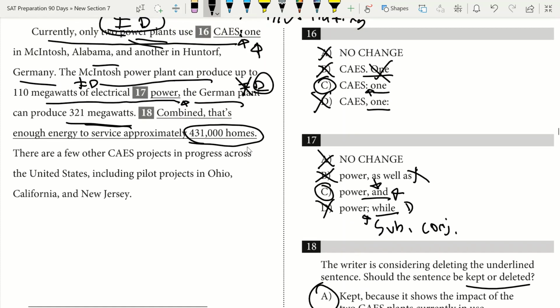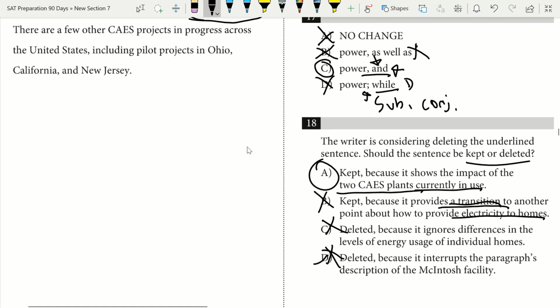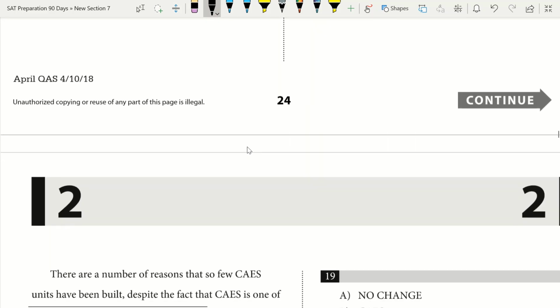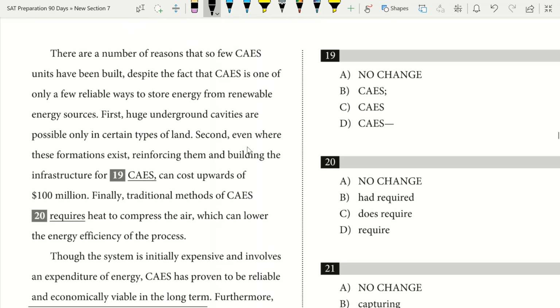All right, so that takes us through there. "There are a few other CAES projects in progress across the United States, including pilot projects in Ohio, California, and New Jersey. There are a number of reasons that so few CAES units have been built, despite the fact that CAES is one of the few reliable ways to store energy from renewable energy sources. First, huge underground cavities are possible only in certain types of land."